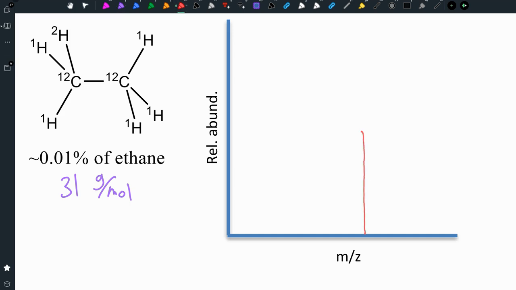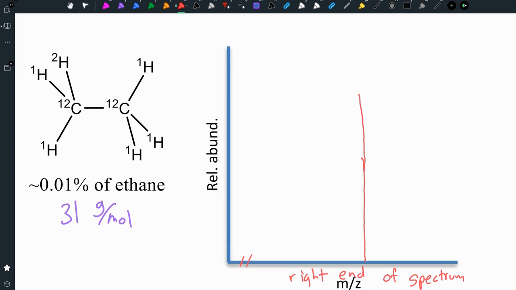a tall peak. This is focused on the right end of the spectrum. Generally, we're going to see a taller peak, and the taller peak will be M. The peak next to it would be M plus 1. Occasionally, we even see a really tiny M plus 2 peak.